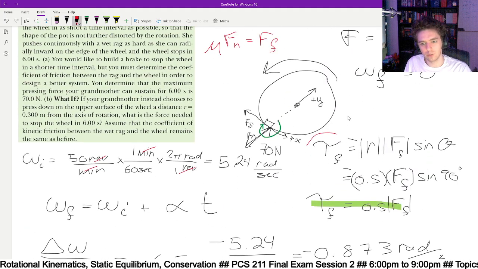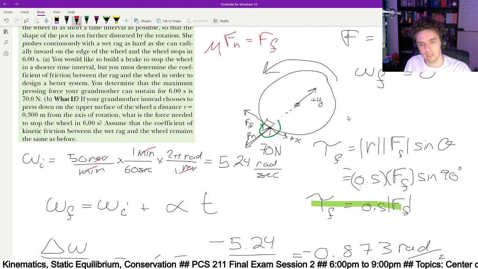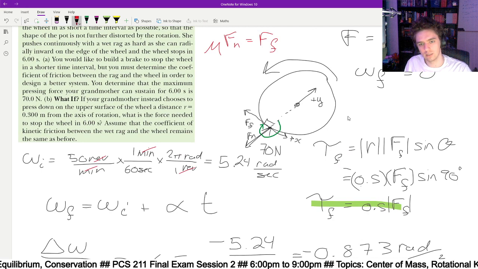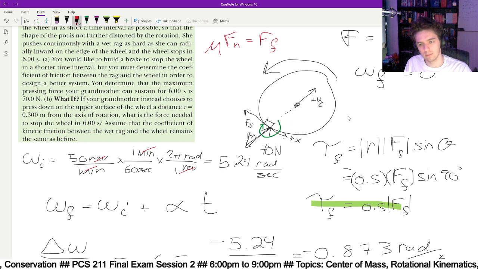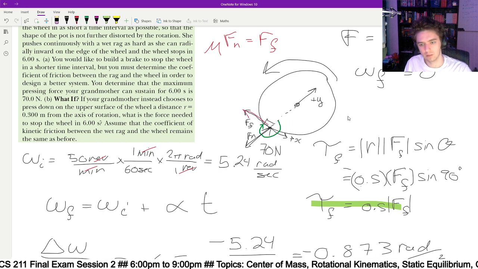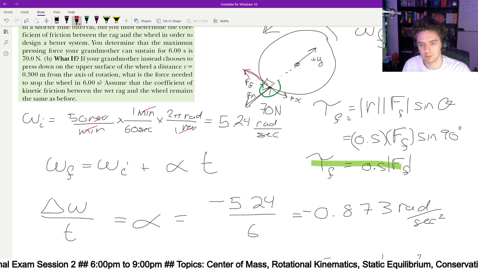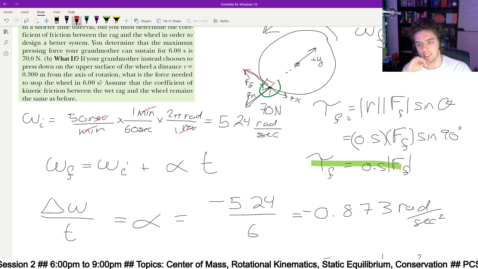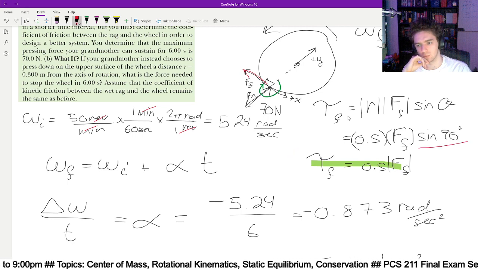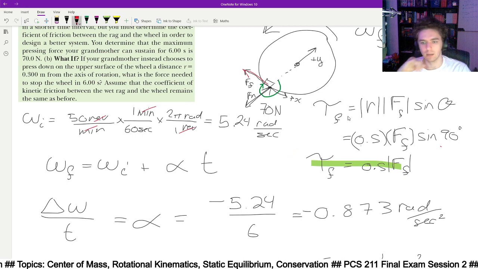And I say, okay, well, the torque from friction is going to be equal to R, the magnitude of the distance, times the force of friction, times the sine of the angle between them. Actually, I'll take those negatives off because I have a better way of showing that. So I can see now that the torque from friction is going to be equal to 0.5, because sine of 90 is 1. So it's just 0.5 times the force of friction.